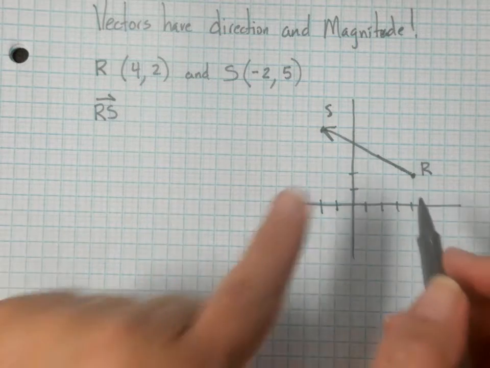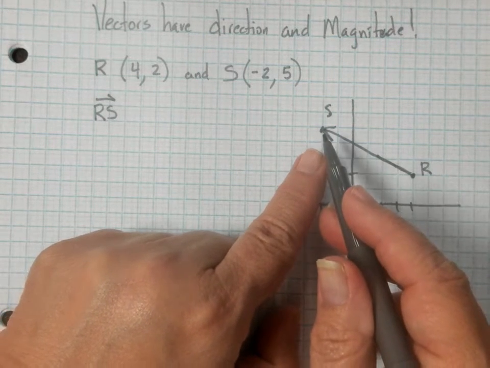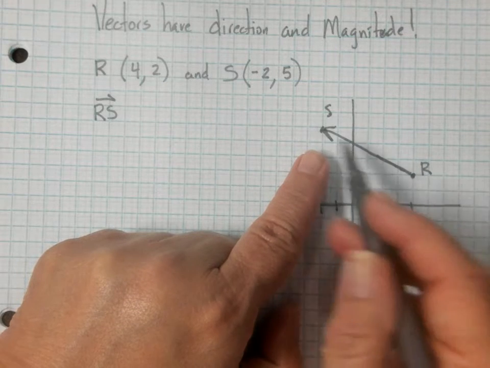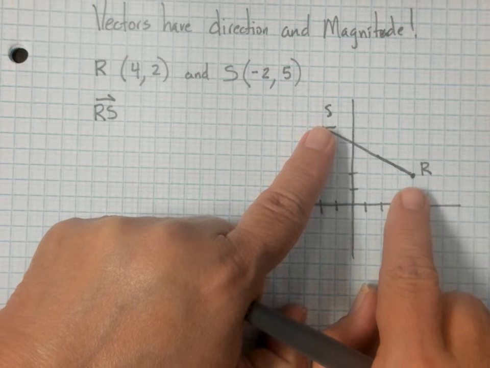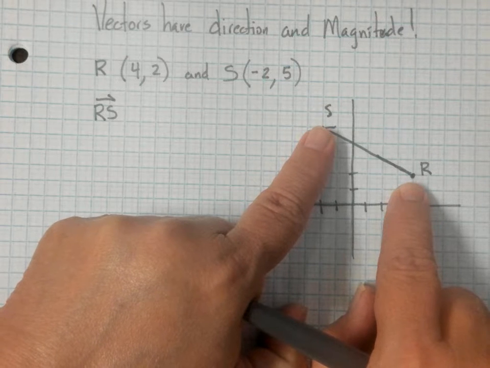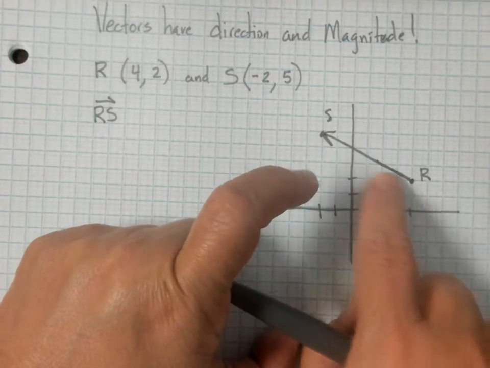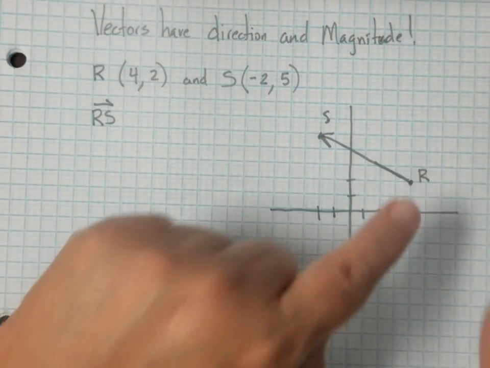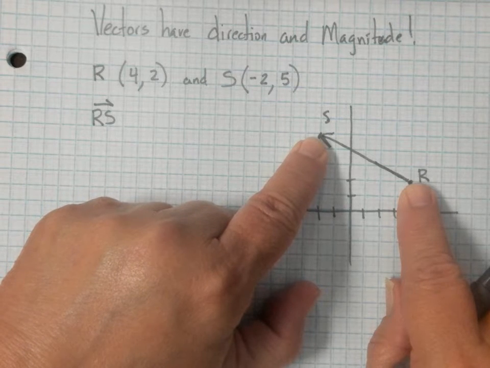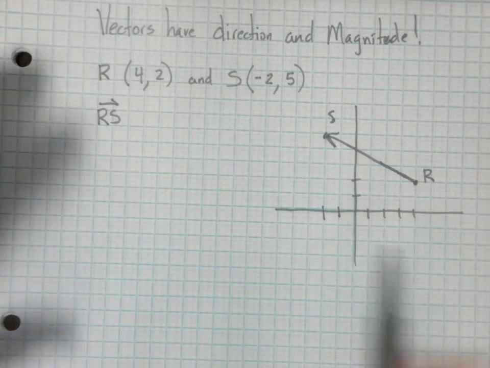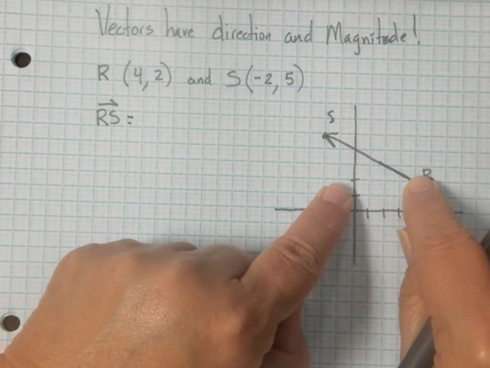Right? The order is important because of your initial point and your terminal point; vectors have direction. So it's not just like when you have line segments. In geometry, when you had line segments, it didn't matter if you said RS or SR. Vectors, it matters.